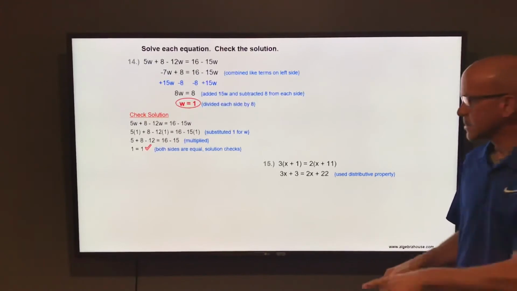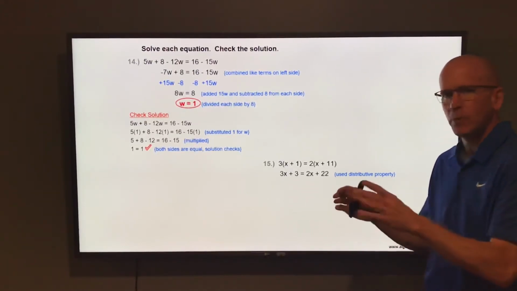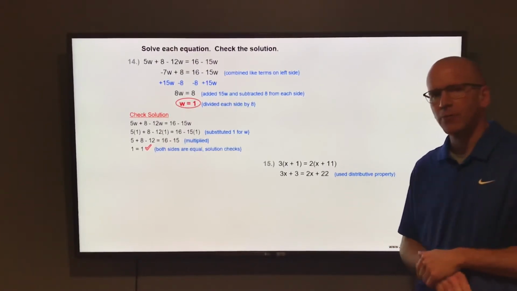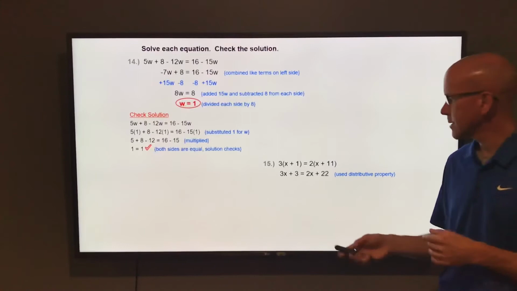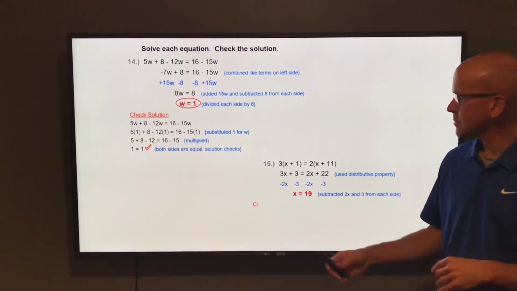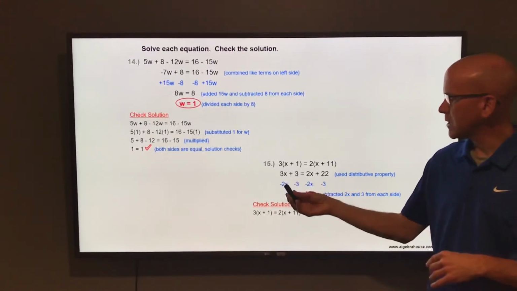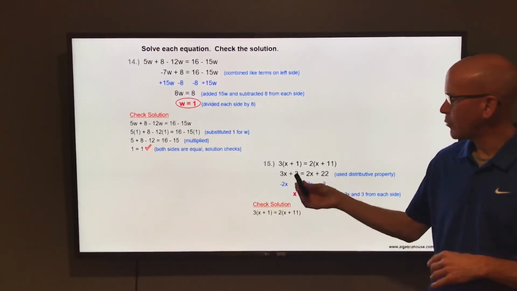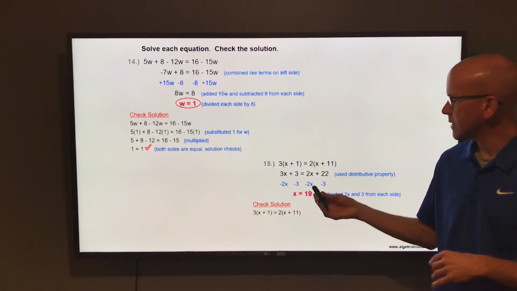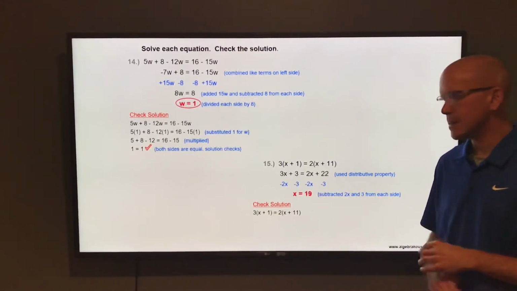Once again, we have variables on both sides of the equal sign, so we need to get the variable to one side, everything else to the other side. It's always a good habit to try to keep your variable positive as you're working through this. So to do that, we're going to subtract 2x from each side. And also in the same step, we're going to subtract 3. So 3x minus 2x on the left, that is x. The 3's cancel on the left side. On the right side, 2x and negative 2x, those cancel. And also on the right side, 22 minus 3 is 19.